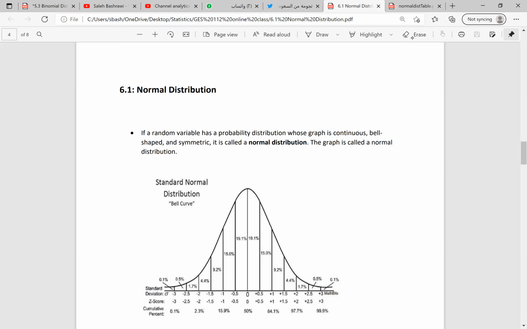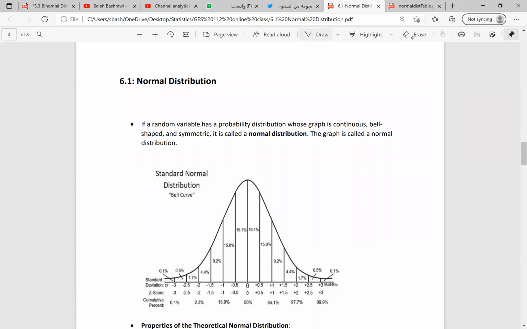The graph is continuous, bell-shaped, and symmetric about the mean of the data. The graph is called a normal distribution. So this is the shape of a normal distribution: bell-shaped, continuous, and symmetric. Symmetric means the left side coincides with the right side. They are matching.